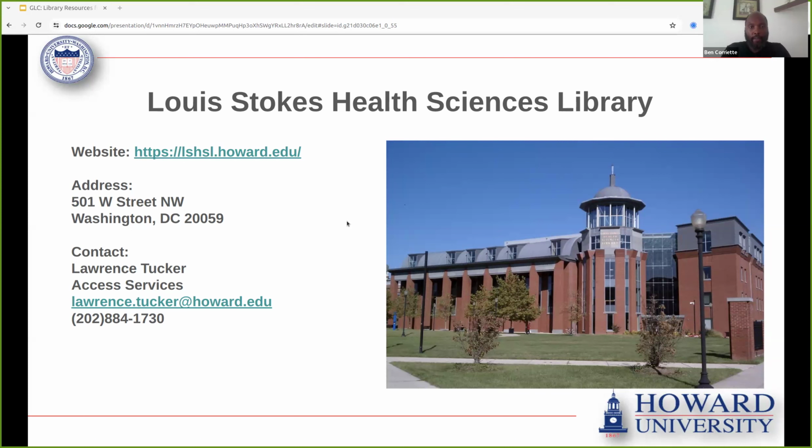So just a little information about Lewis Stokes. It supports the objectives of the health sciences colleges by making accessible health sciences information that advances research, scholarship, education, and patient care by providing research assistance and training programs that address the needs of students, faculty, staff, and the Howard community.